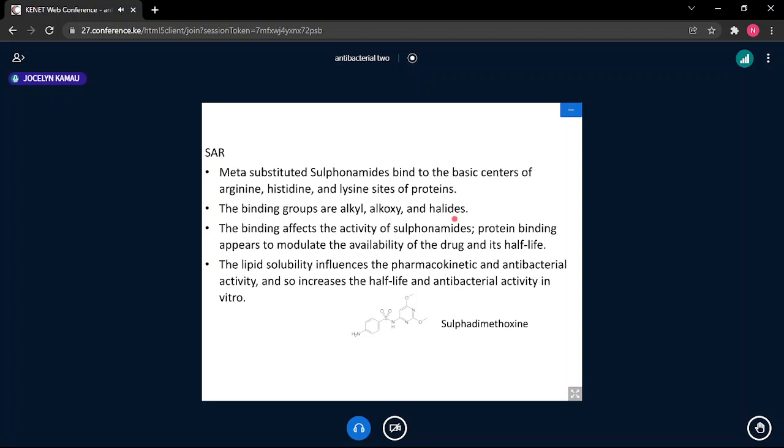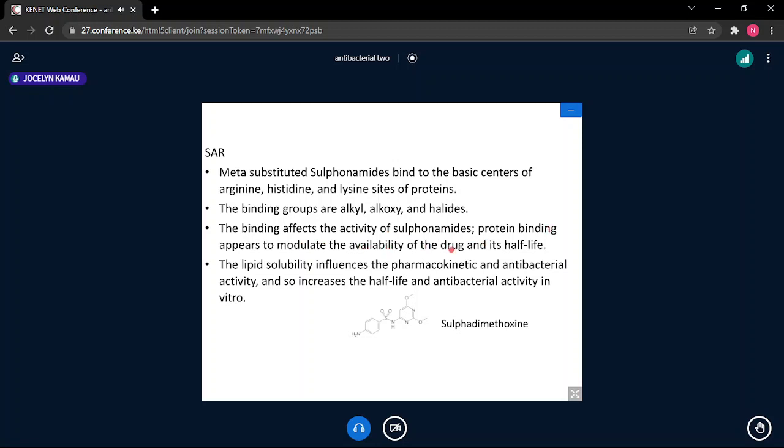So that's all we are saying, that when we do substitution at the meta position, either by an alkoxy group or alkyl groups, and you have seen quite a number of the drugs have a methyl group or an alkoxy group. We have seen some of the drugs like sulfadimethoxine, and it's a dimethoxine because it has 2 methoxy groups, and even halides. This will bind to the surrounding area and anchor the drug more firmly. And once you anchor the drug more firmly, then it will be able to bring about the biological activity. The binding affects the activity of the sulfonamide.